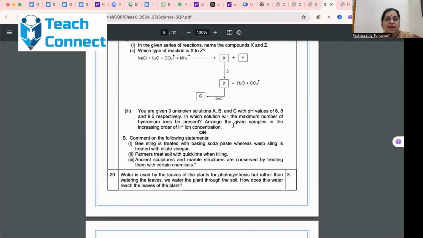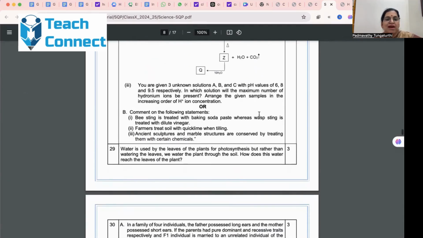When we have three unknown solutions A, B, C with pH values 6, 8 and 9.5, arrange them by which solution has the maximum number of hydronium ions present. Acid individually does not exist as H+. This is what the question is all about. We need to make the students understand that H+ ion does not exist as it is. It exists only in the form of hydronium ion. Therefore, how is the pH? The lower the pH, the more acidic it is. Whether the child knows that the lower the pH, the more acidic it is, is the question here.